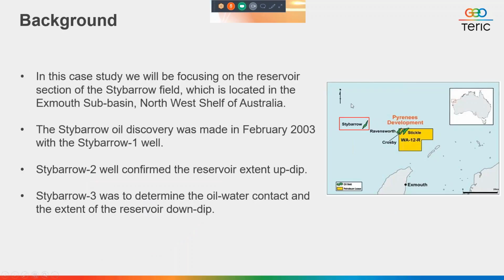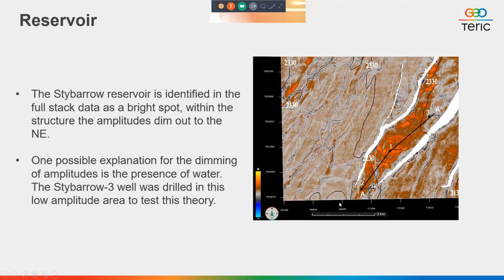So the case study that I'm showing you today is going to be centered on the Stybarrow reservoir on the northwest shelf of Australia. The Stybarrow oil discovery was made in February of 2003 with the Stybarrow 1 well, followed by Stybarrow 2 in the same year to confirm the up-dip extent of the reservoir, and then Stybarrow 3 to determine the oil-water contact and confirm the down-dip extension of the reservoir.